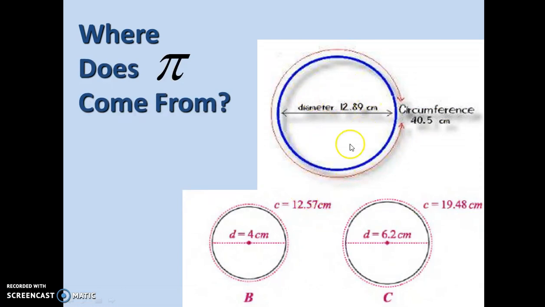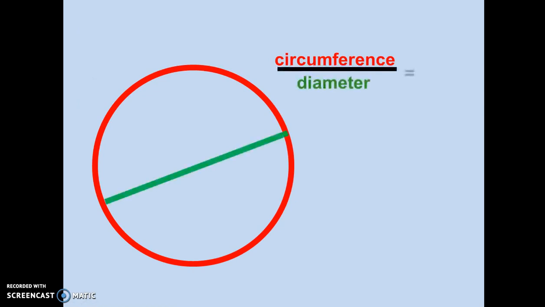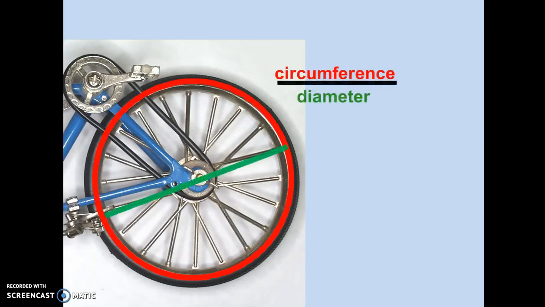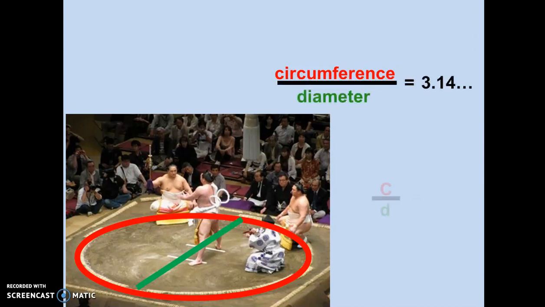So that's where pi came from. A bunch of people were investigating circles. They measured circumference, diameter, and no matter what circle they used, they got the same number, 3.14. So circumference divided by diameter is 3.14, or pi. That works in any circle. For example, this bike wheel, circumference divided by diameter will give us pi. Or this sumo ring, for all you sumo fans out there, which is all of you, of course, circumference divided by diameter will give you 3.14, or pi.